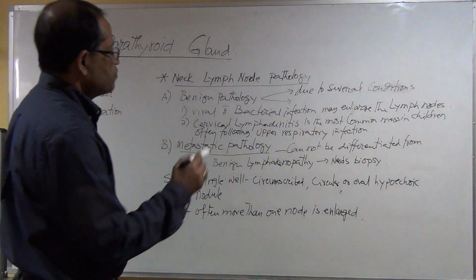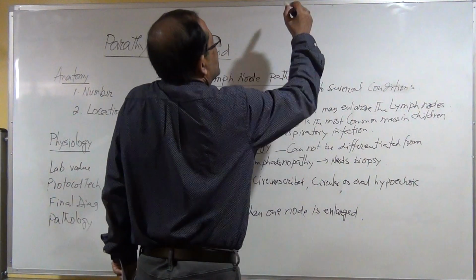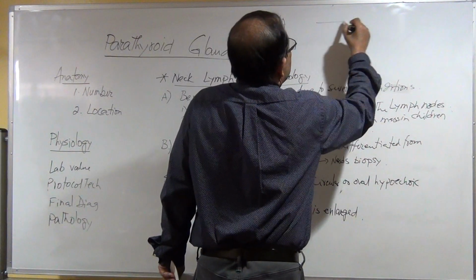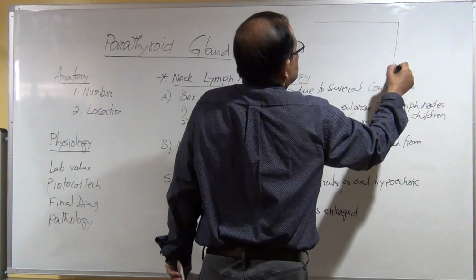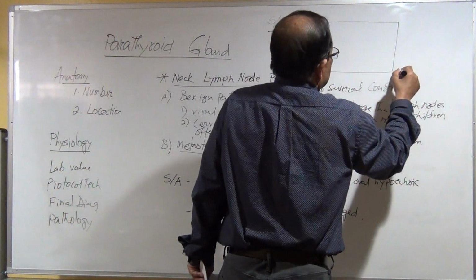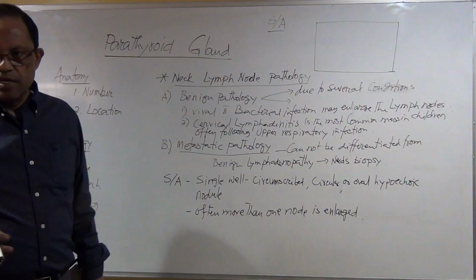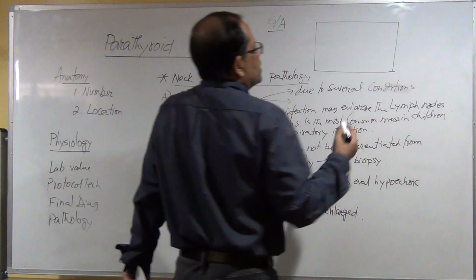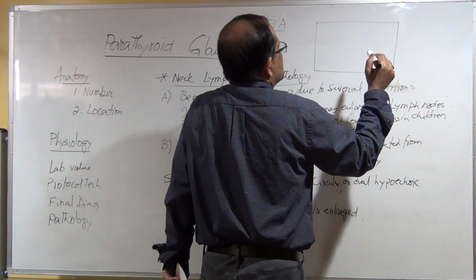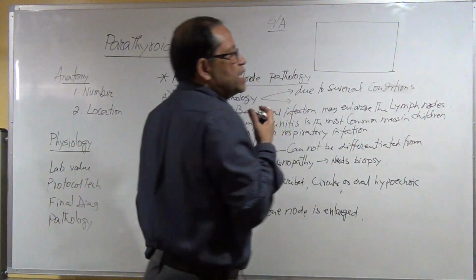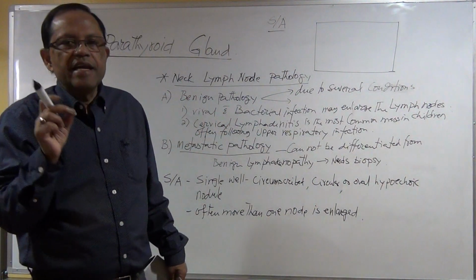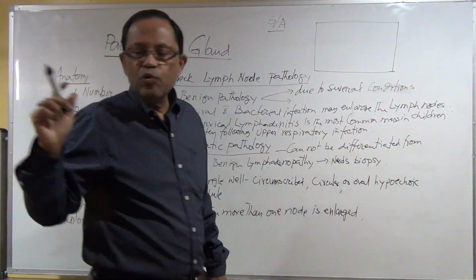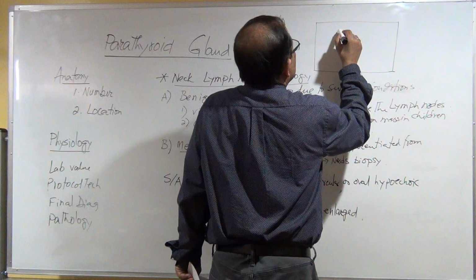So now let me give you the sonographic appearance. If this is your image, we use the high frequency linear sequential transducer. The lymph nodes are superficial structures. So lymph nodes in the neck, you might see a discrete isolated lymph node, or you can say multiple lymph nodes.